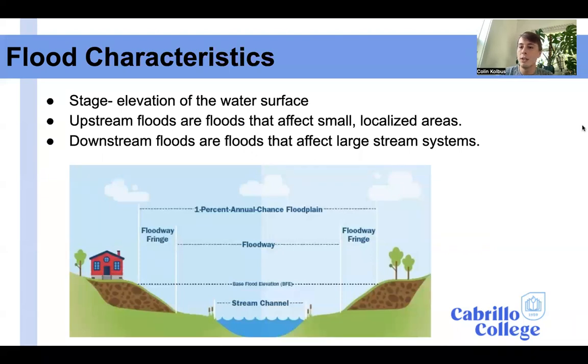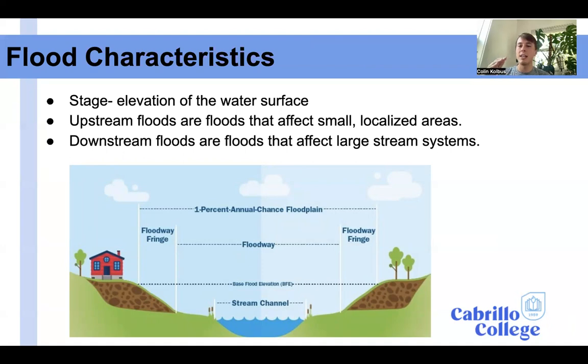Some lingo you should get familiar with of floods is the stage of a river. It doesn't need to be a flood, but the stage of a stream or river is the elevation of the water surface. So this is measured in distance, usually in feet in the United States. And that can be like 5 feet, 10 feet.